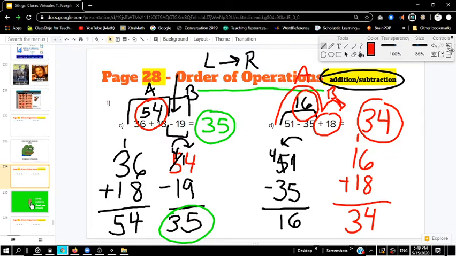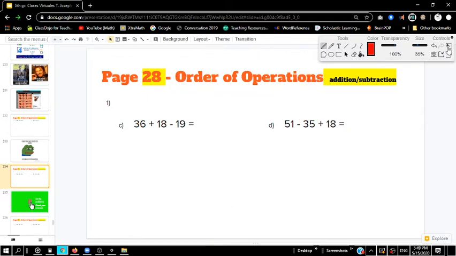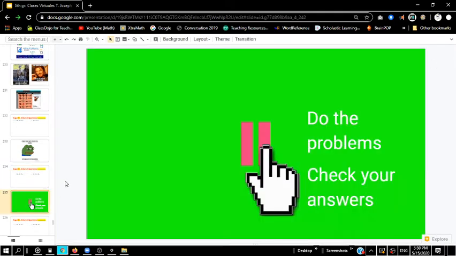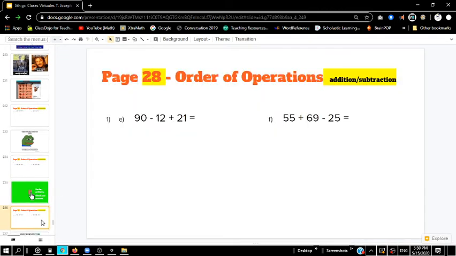Let's go to the next problem. What we're going to do is I'm going to erase everything, and since we did two problems together, what I want you to do is pause the video, and I'd like you to do this next page on your own. Okay, so letter E and F on your own. That'll give me some time to plug my computer in.